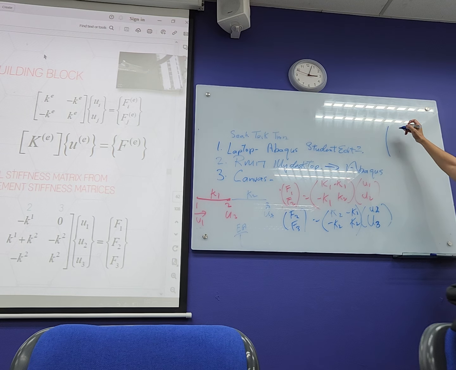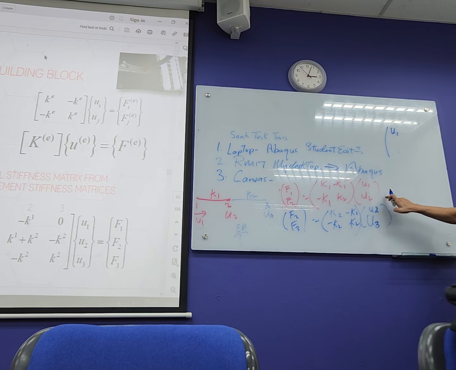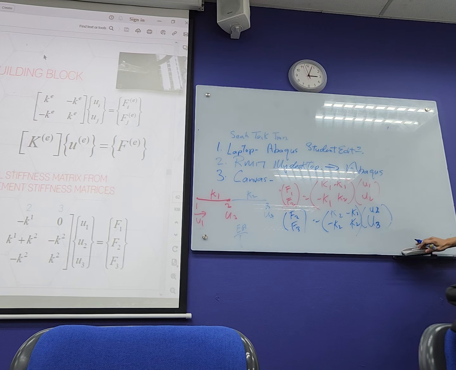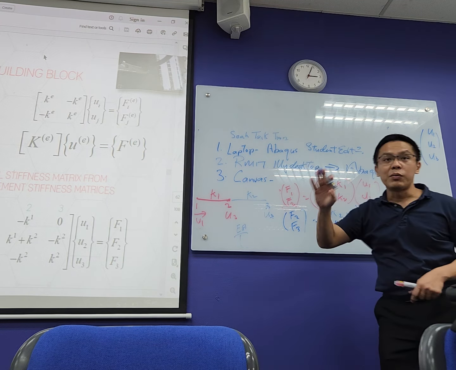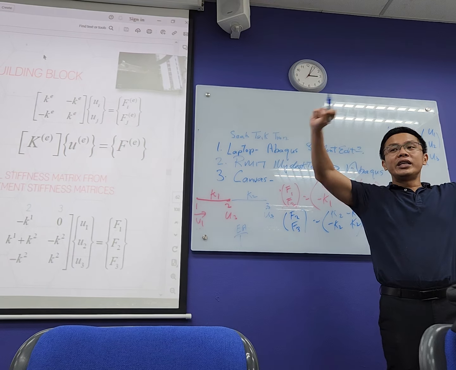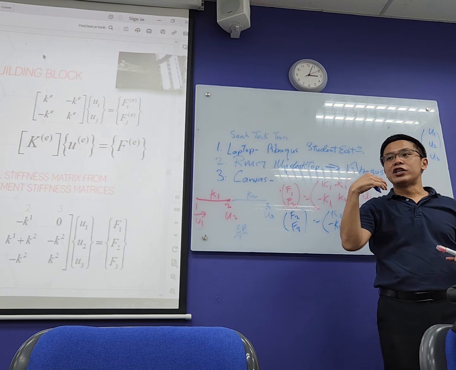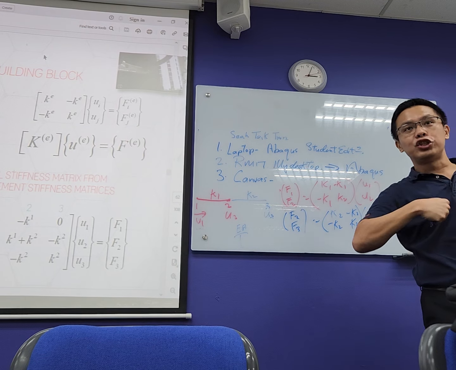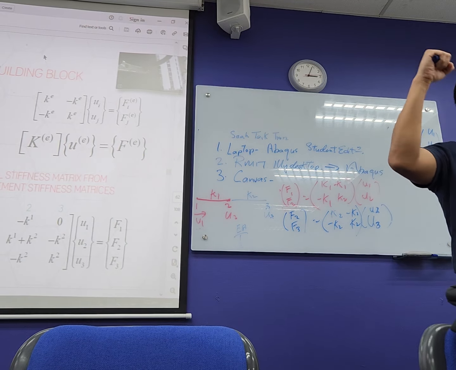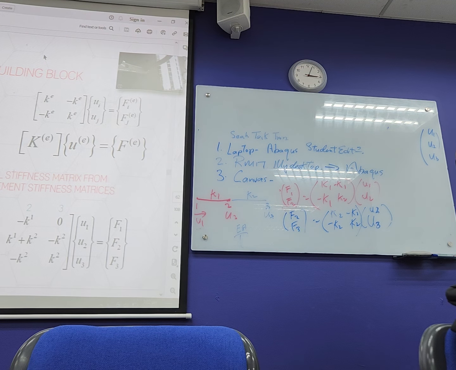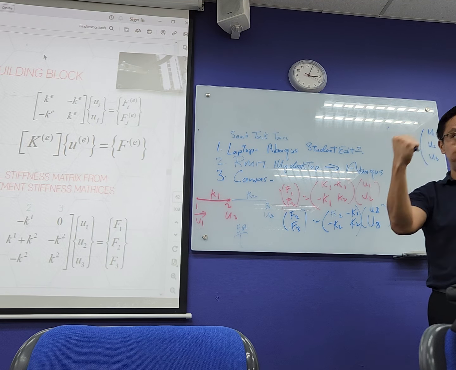Okay, so I put this together. Can somebody tell me what you put together? So my degrees of freedom are what? U1, U2, U3. Correct? Why? If your body, the nodes are where it is free to move. That's why in engineering, as a finite element engineer, we always call this a degree of freedom. It's free to move.